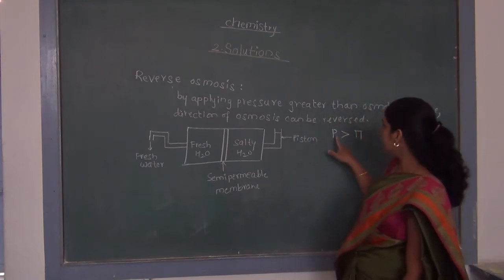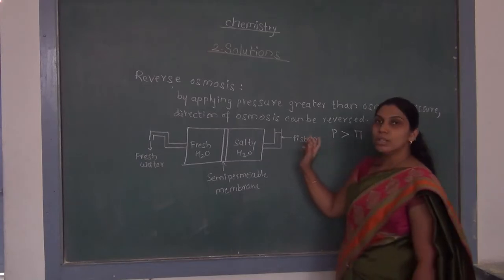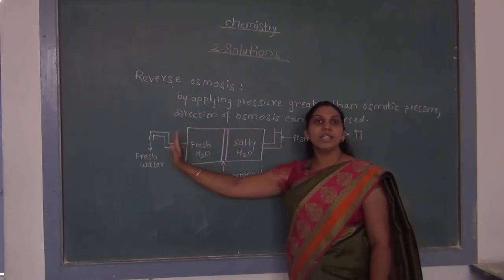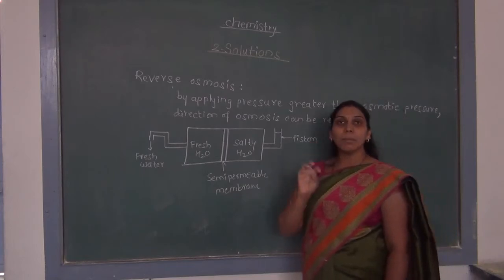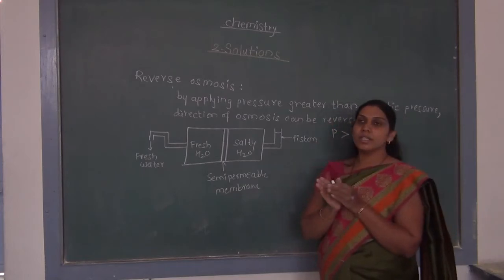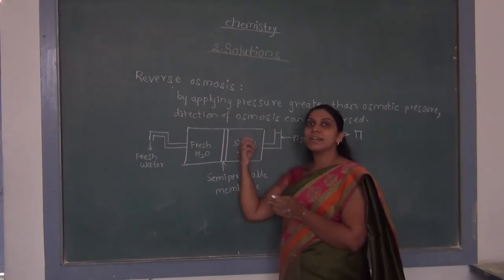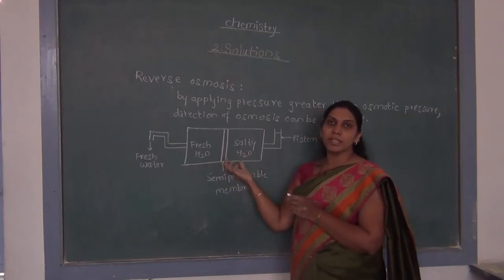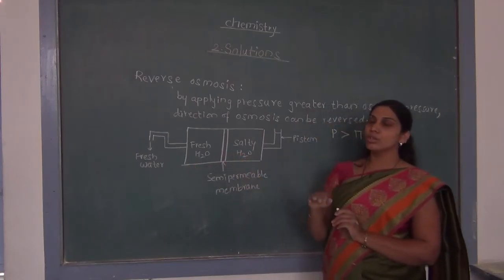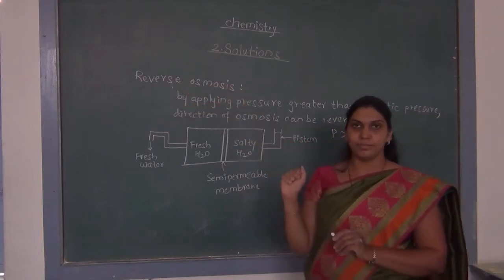So, by applying a pressure which is greater than osmotic pressure, you can reverse the direction of the osmosis. That means by applying the pressure, the solvent present in the solution is made to flow into the side of pure water through the semi-permeable membrane. So this process is called reverse osmosis.